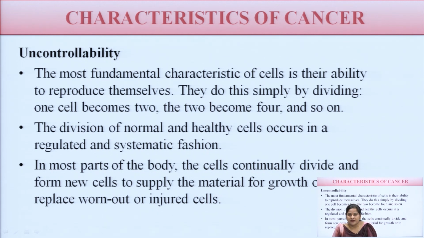The second characteristic of cancer is uncontrollability. Uncontrollability means the cells reproduce themselves in an uncontrolled manner. The most fundamental characteristic of the cell is the ability to reproduce itself, simply by dividing, one cell into two, and so on, right. The division of normal, healthy cells occurs in a regulated, systematic way, but in cancer, the cells continuously divide to form new cells, supplied with the materials for growth, and they replicate themselves without any control. That is uncontrollability.